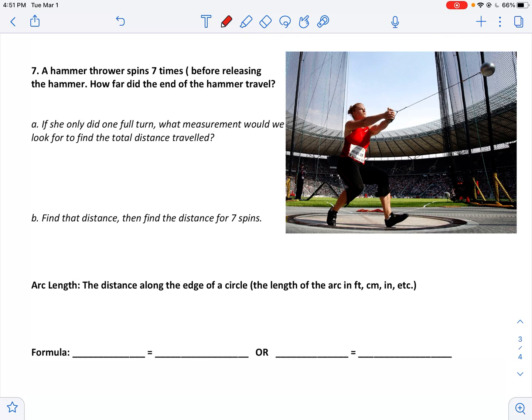Alright, welcome back. In this video, we're going to talk about arc length. If you haven't checked out the arc measure, the circle's intro video, I would do that first. This is about arc length, the measure, the length in feet or inches or centimeters or kilometers or whatever it is, some length that we can measure along the edge of a circle.